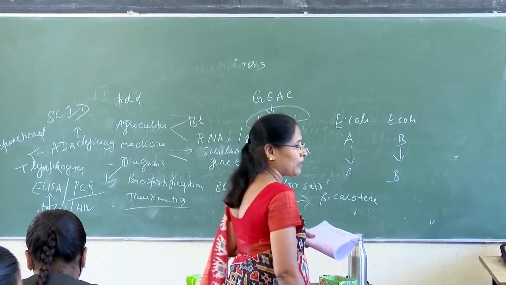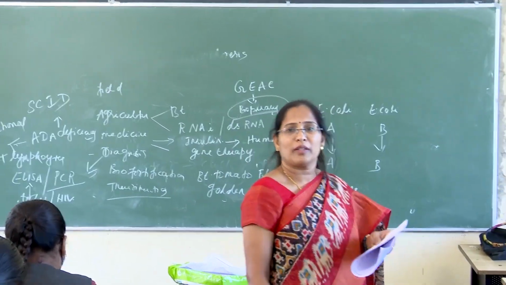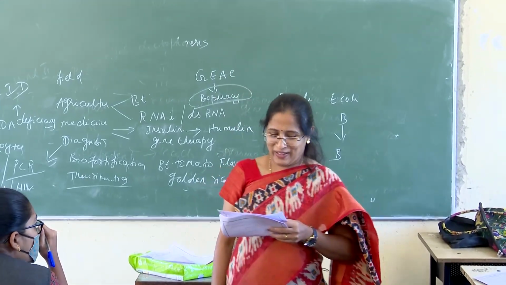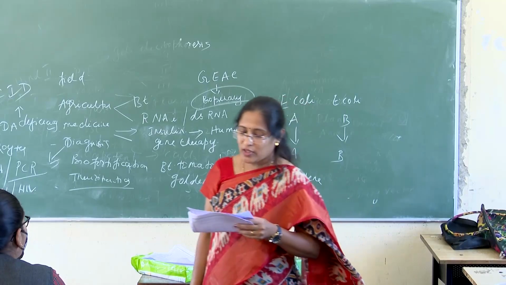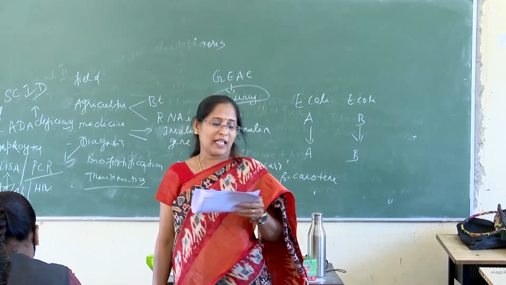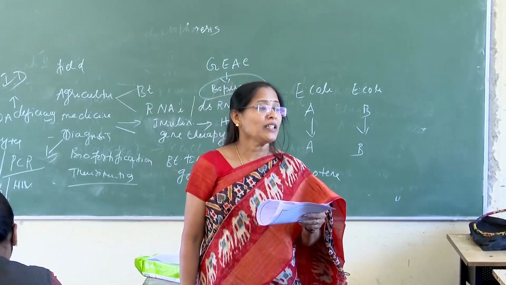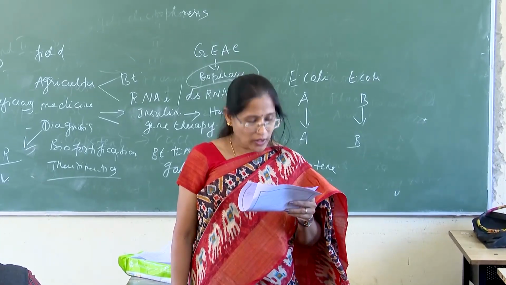Here is an example. Second generation vaccines are prepared by recombinant DNA technology. Which out of the following are examples? Tell now. Option D. Both D.